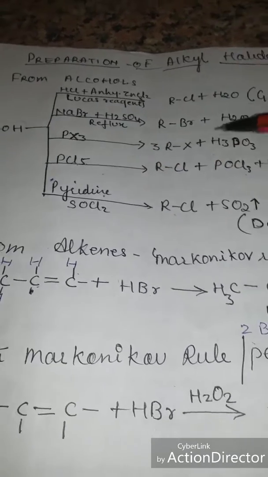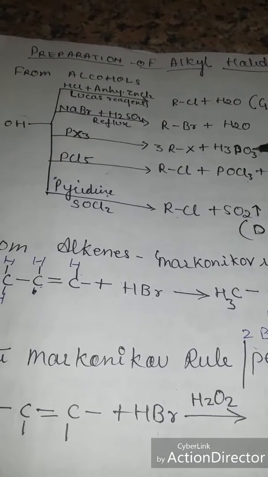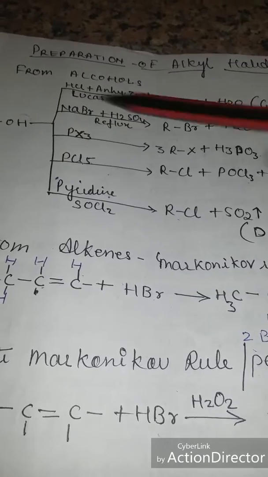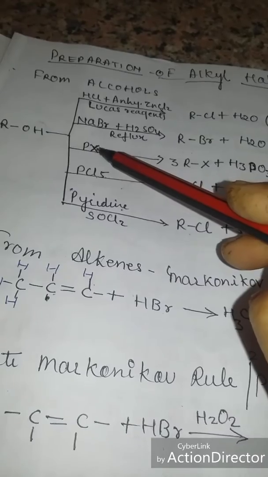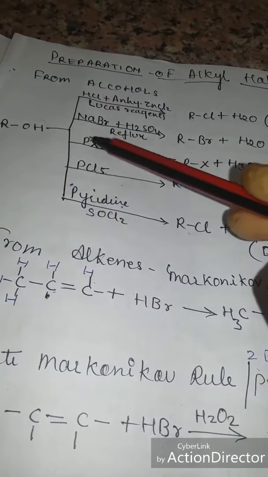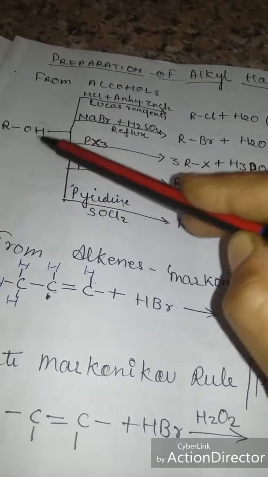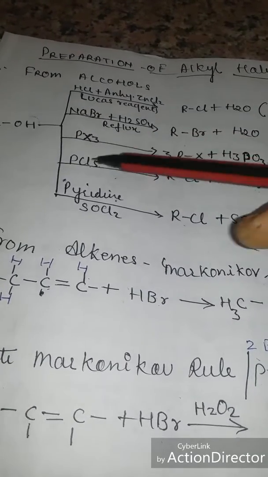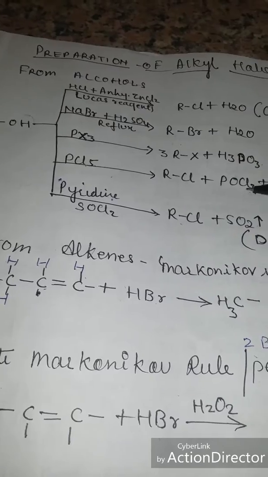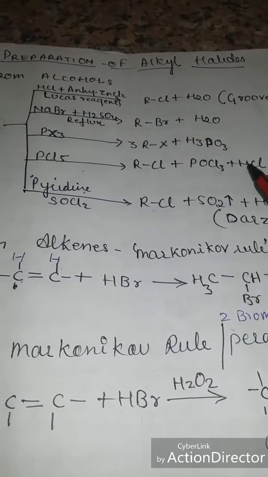In this case, as you know, phosphorous acid is formed as a byproduct. So you will be using 3 ROH reacting with PX3. So 3R will be replacing the OH, and what is left is phosphorous acid. With PCl5, it will give you POCl3 and HCl as a byproduct.